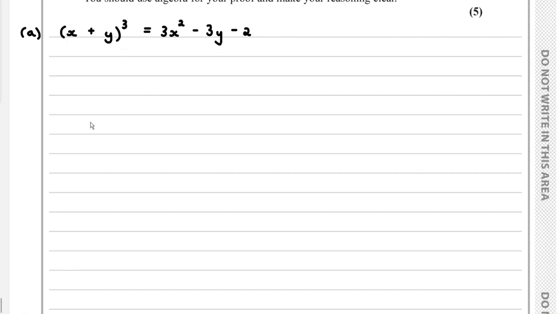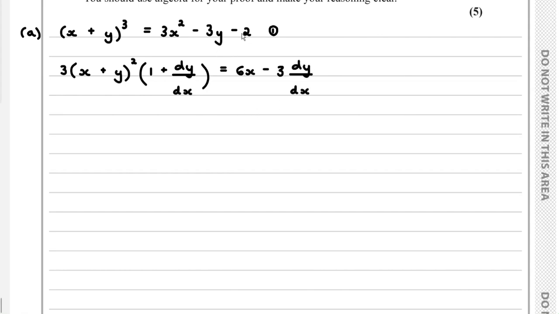So I've got the x plus y all cubed. If I differentiate that with respect to x, I've got 3 multiplied by x plus y squared multiplied by the differential of the bracket, which is 1 plus dy over dx. On the right hand side, differentiating 3x squared with respect to x, I end up with 6x. Differentiating negative 3y implicitly with respect to x, I end up with negative 3 times dy over dx, and differentiating negative 2, I end up with 0.